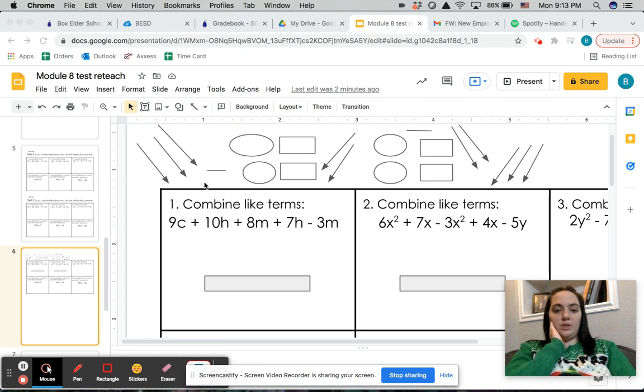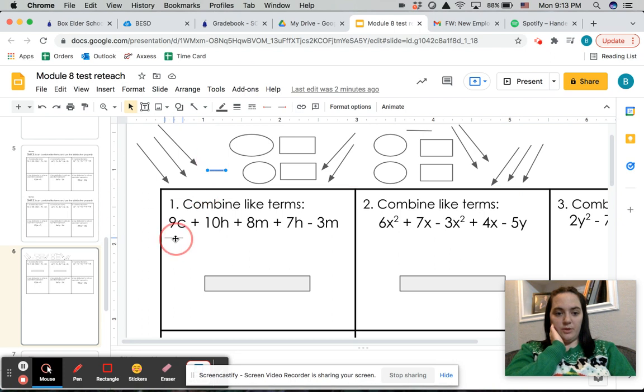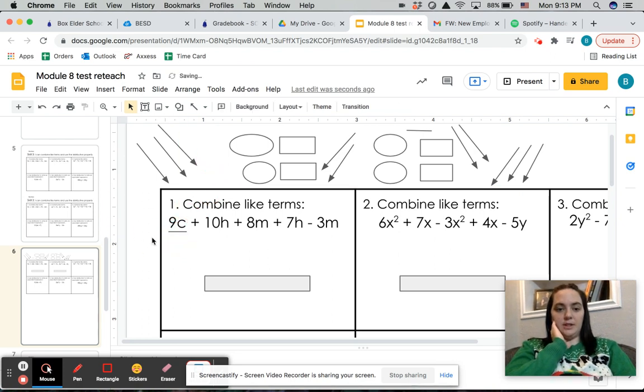So we are going to start with the first one, going from left to right. I'm going to use a line symbol. You can use whatever symbol you want, but I'm going to use a line for 9c. I'm going to put a line under there, just like that, to notate that 9c is there.